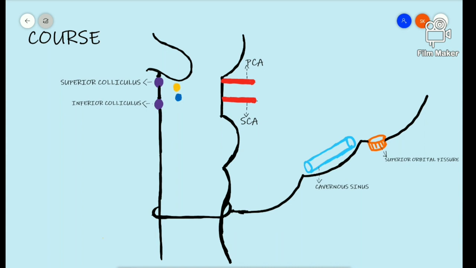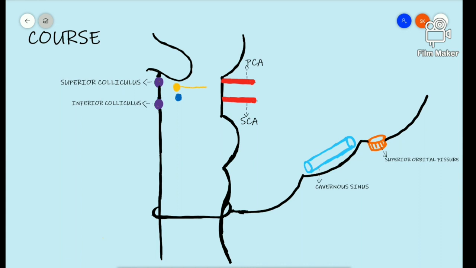This diagram is a closer view of cross-section of brain. We have superior colliculus and inferior colliculus marked in the figure. The nucleus of third cranial nerve lies at the level of superior colliculus and is marked as a yellow dot. The blue dot marked below it represents Edinger-Westphal nucleus.